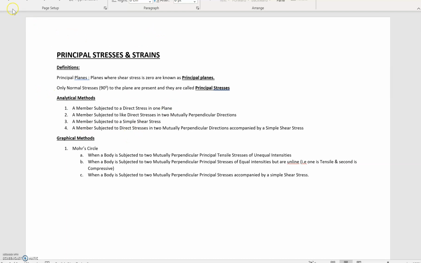A bit of a tongue twister there, but let's quickly start with the analytical method, where we'll look at the first method where a member is subjected to a direct stress in one plane. Now moving into my whiteboard, let us consider a body which has a load acting on it. This load is a tensile pulling load.